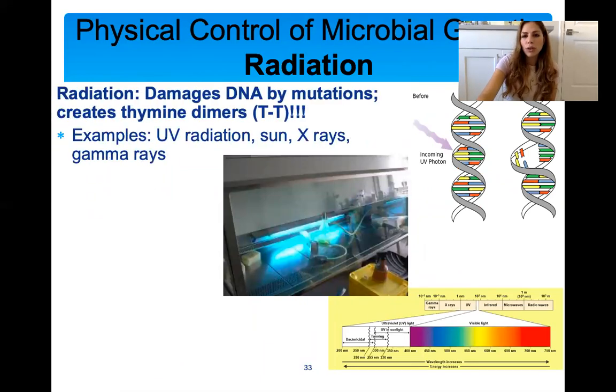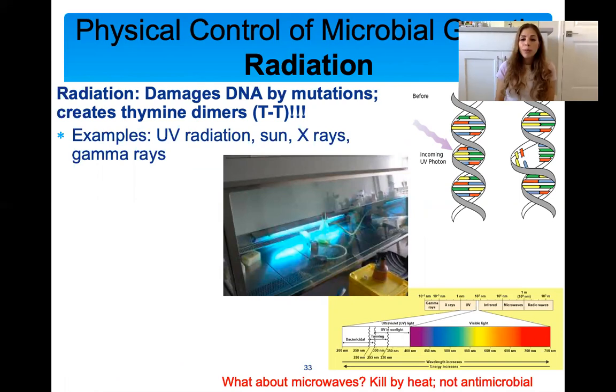Another physical control method is radiation. Whether we think of sunshine, which is UV radiation, or UV radiation that's artificially made in labs, so you can buy UV light, what it does is it damages DNA, and by damaging DNA, you kill the microbe. The way it damages DNA is it creates things called thymine dimers, meaning it gets thymine to bind to thymine, and this causes a break in the DNA, and the DNA is just not effective anymore. So that's why UV radiation is used.